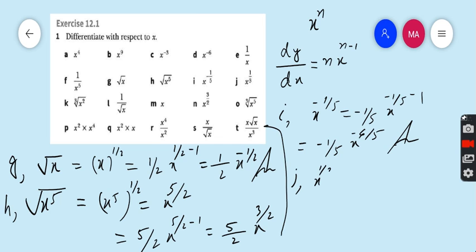X to the power 1 upon 3. Write power first. Subtract 1 from the power. 3 ones are 3. Minus 3 plus 1 is minus 2 upon 3. So part J answer is 1 upon 3 x to the power minus 2 upon 3. Move to part K.